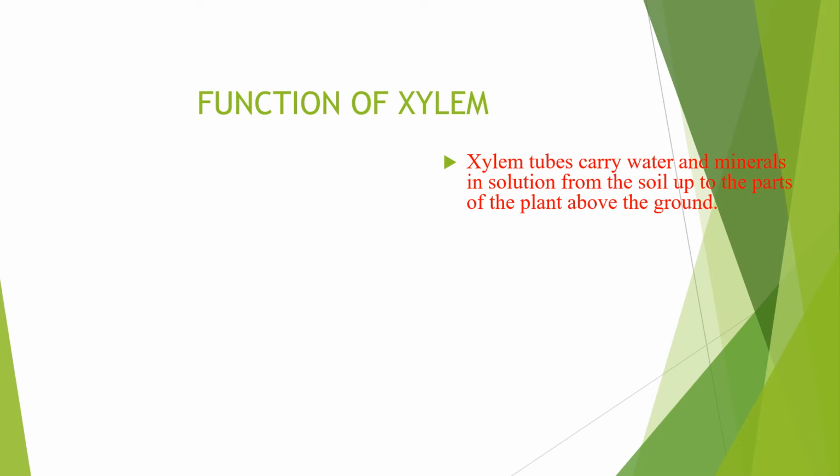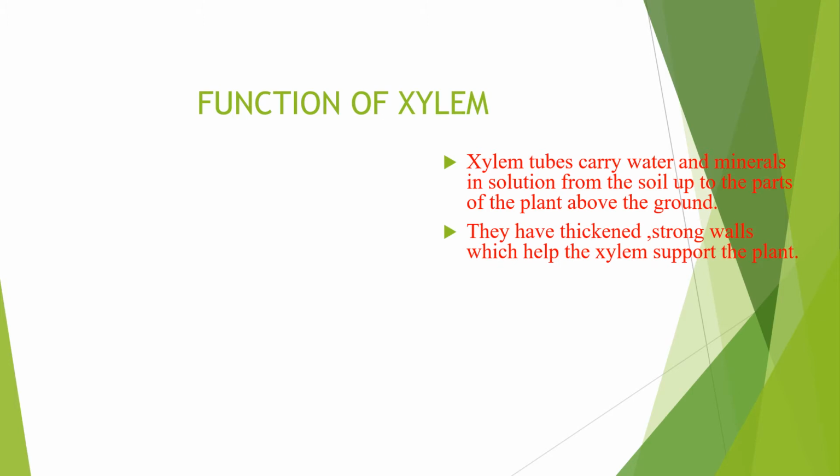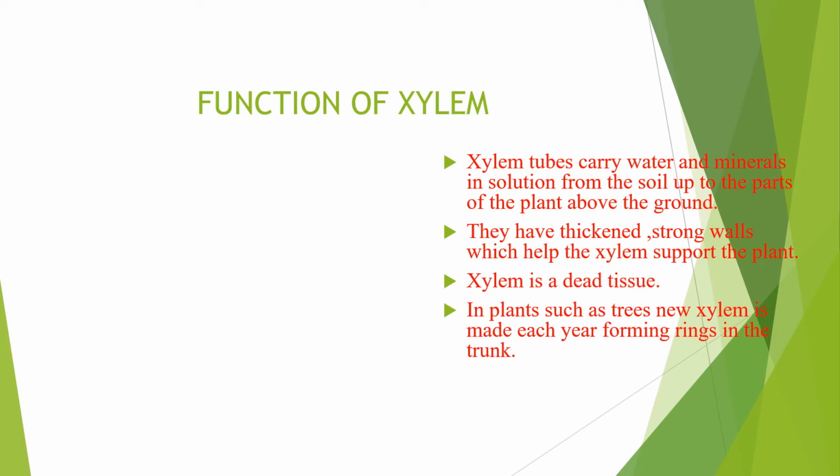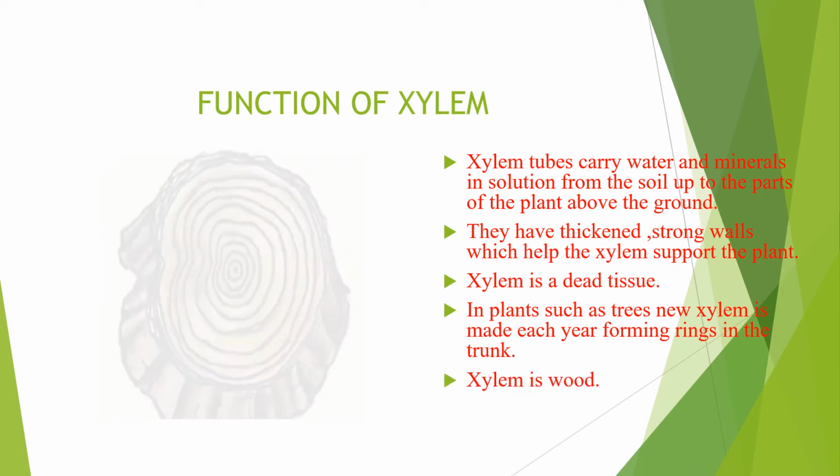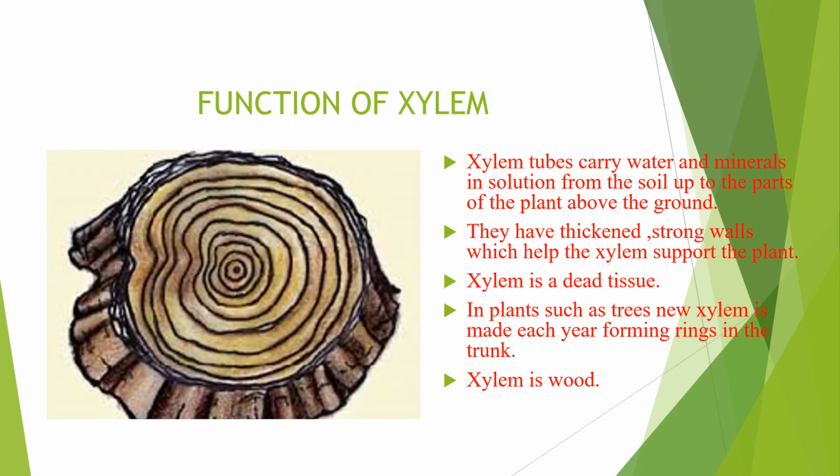Now what is the function of xylem? Xylem tubes carry water and minerals in solution from the soil up to the parts of the plant above the ground. Number 2, they have thickened strong walls which help the xylem support the plant. Xylem is a dead tissue. In plants such as trees, new xylem is made each year forming rings in the trunk. Xylem is wood. Now you can see this diagram and you can clearly observe rings in the trunk of the tree.